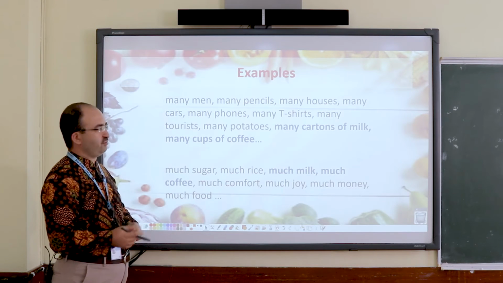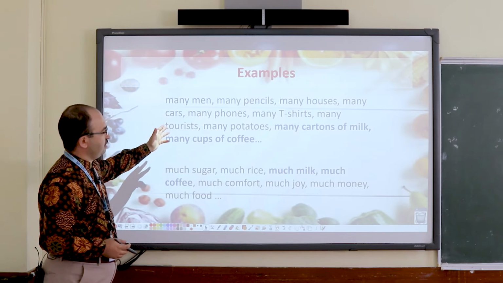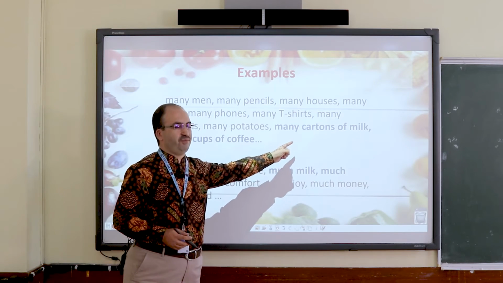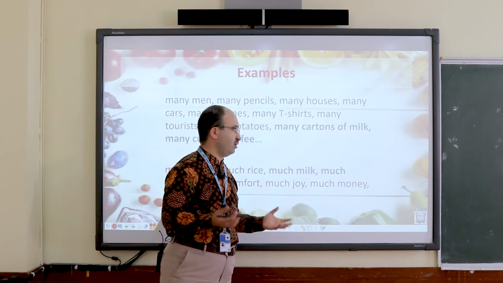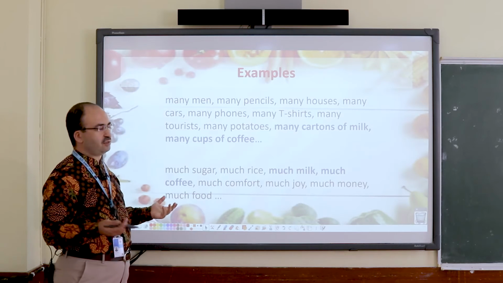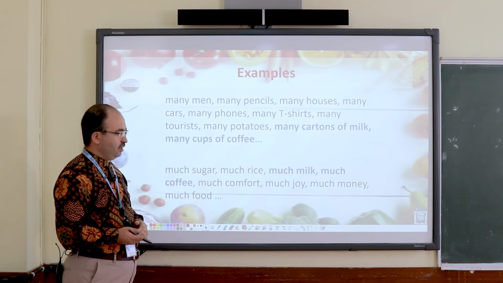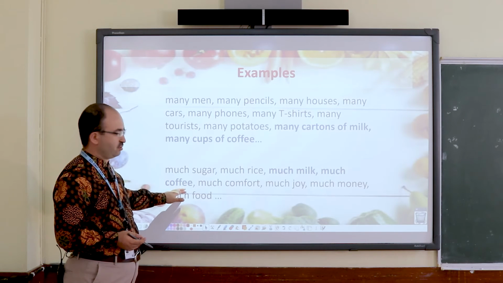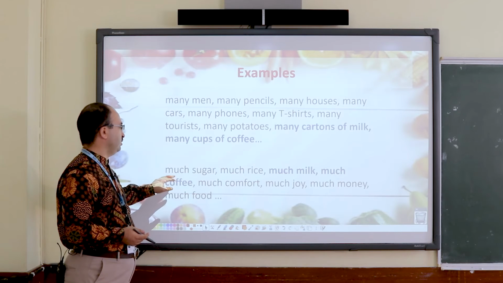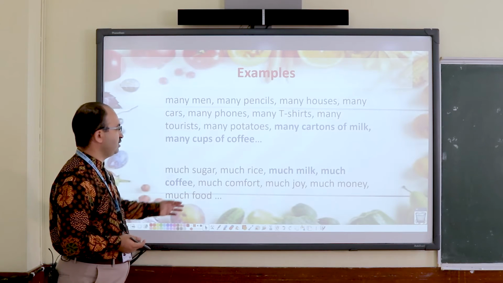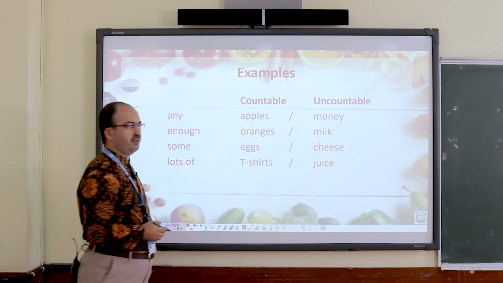And many also we use with countables: many men, many pencils, many houses, many cars, etc., and many cartons of milk. Milk we cannot count alone, but when we use cartons, the packaging, the boxing, or even liters, measurements, we can use it with many. And many cups of coffee. But normally we cannot count much coffee or much milk. Much is used with uncountables. Much sugar, much rice, much comfort, much joy, much money. Yeah, we all wish to have much money.